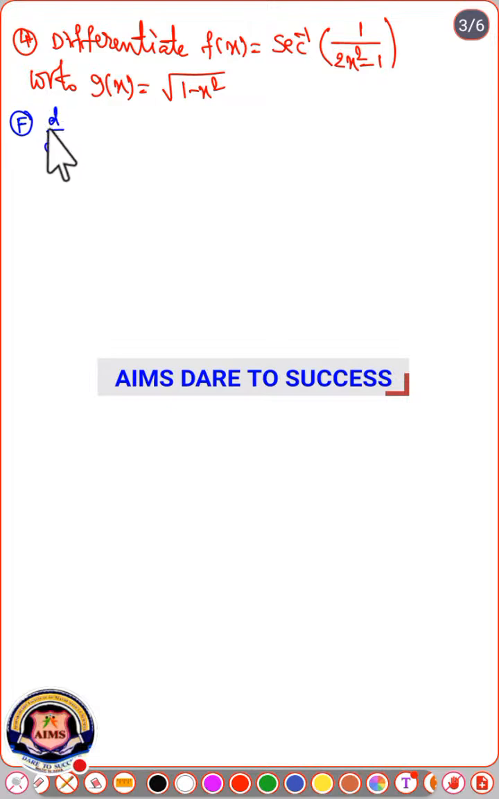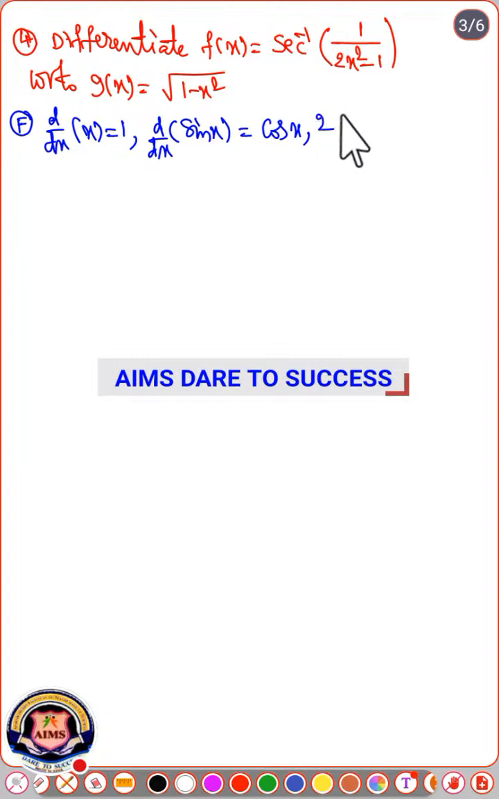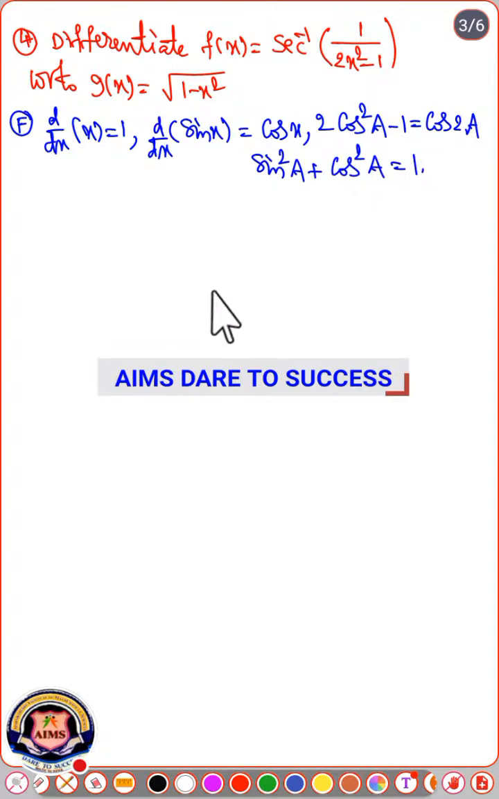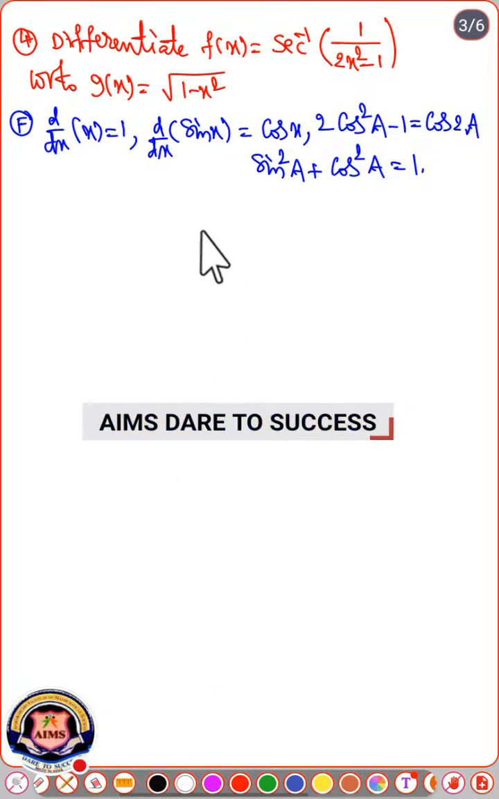First we get d by dx of x is equal to 1 and d by dx of sin x is equal to cos x, and later trigonometry formula 2 cos square a minus 1 is equal to cos 2a, and one more trigonometry formula sin square a plus cos square a is equal to 1. So my dears, these are the formulas.